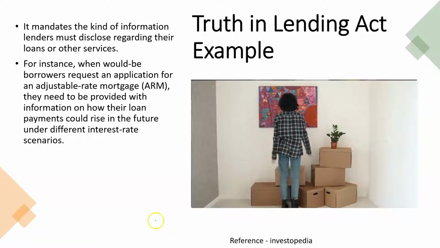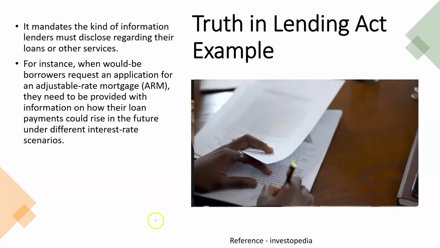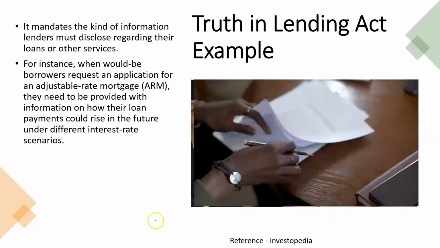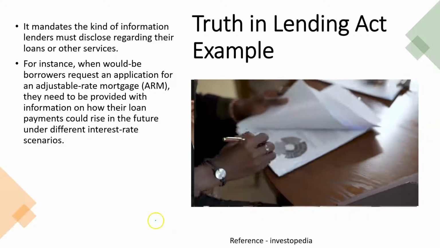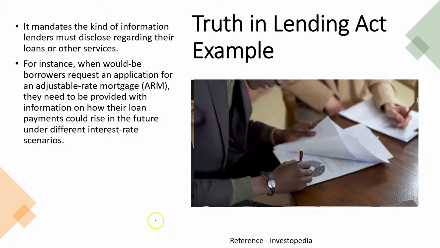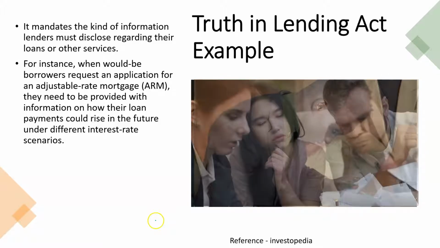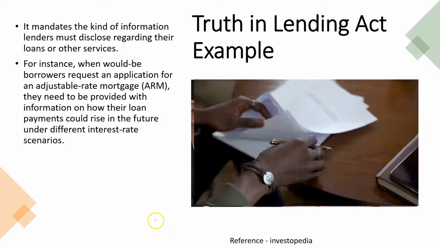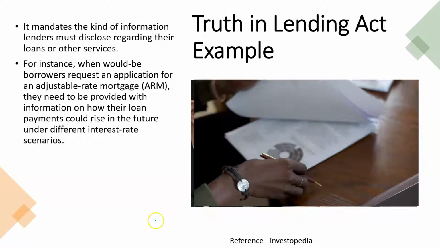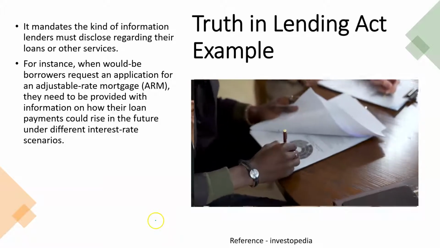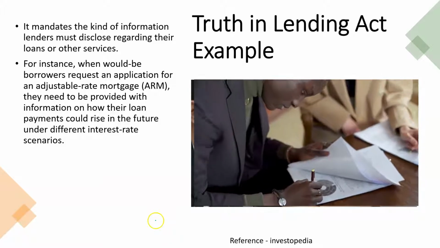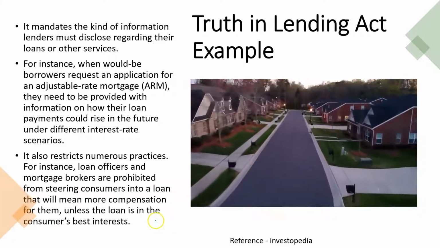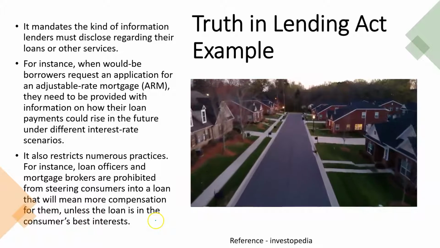So they need to be provided with the information on how their loan payments could rise in the future under different interest rate scenarios. And when some of these different loan options first became more prevalent and were pushed as something new and innovative, like a new idea had been created, then people may not be as aware, right? They take on different types of risks. It's hard to compare to the standard. And as time passes, people become more aware of these changes and when they might or might not be useful. So it also restricts numerous practices.